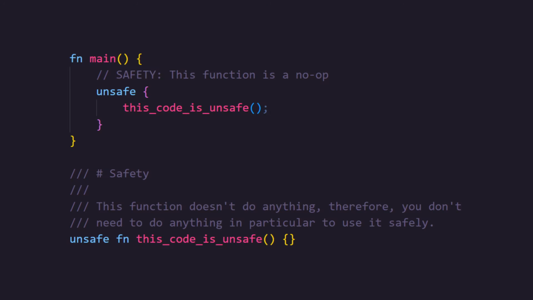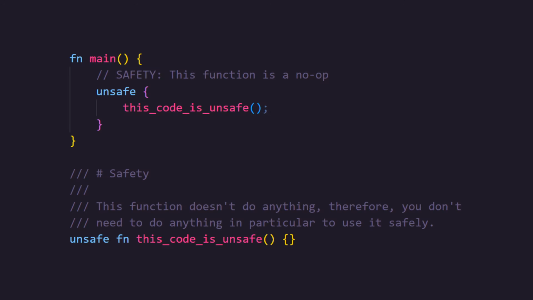If the code is provably safe, why do we need unsafe at all? Unsafe turns on language features that can't be proved safe by the compiler, but that's no excuse for writing unsafe code unsafely. The safety section of the doc comment on the function "this code is unsafe" is used to tell consumers of the function how to use it safely.